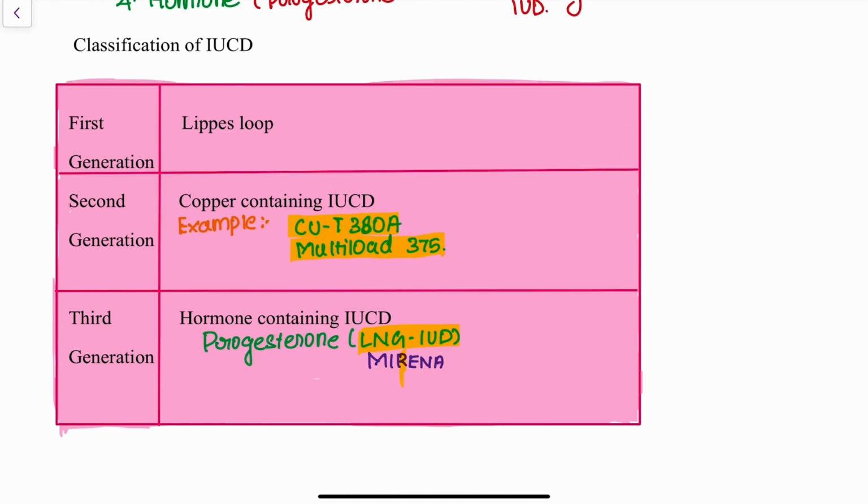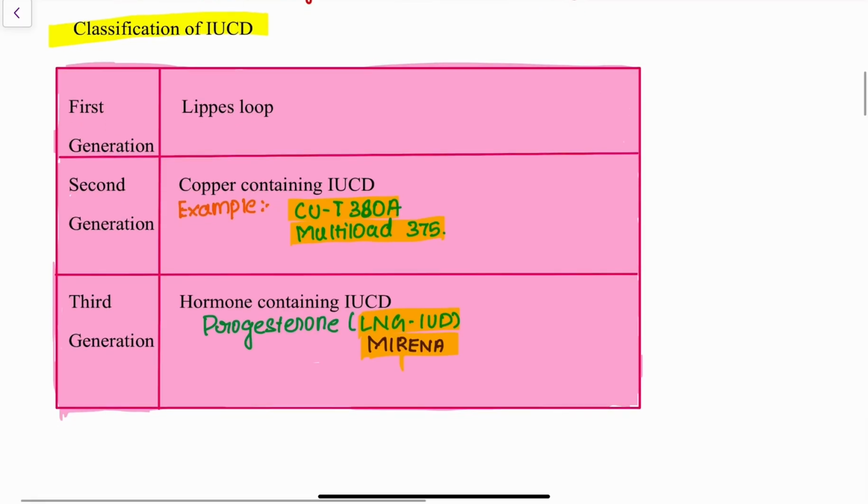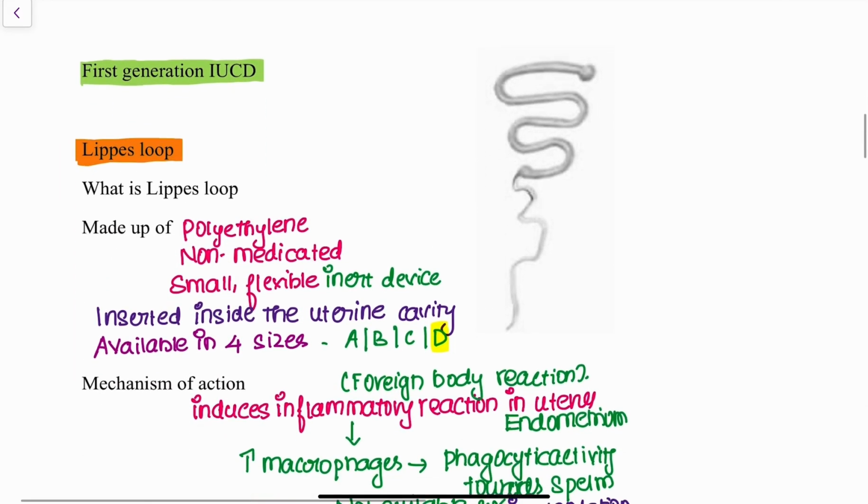So what do you mean by LNG IUD? LNG is nothing but levonorgestrel, which is a form of progesterone. So this levonorgestrel progesterone is in this IUD. Since this IUD contains the hormone progesterone, it is a hormonal contraceptive and it is popularly known by the name Mirena. Is that clear? Yes. So the first generation is Lippes loop, the second generation is copper containing IUD, the third generation is hormonal progesterone containing IUD. Is that clear for you? Yes.